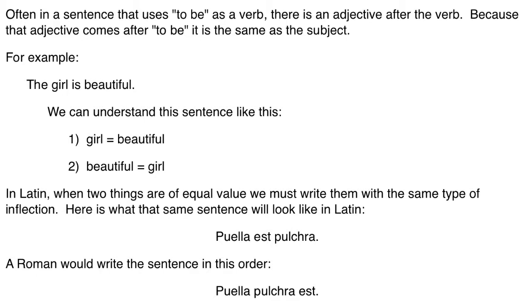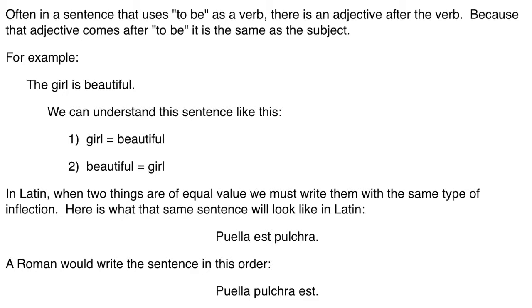Remember, in Latin, when two items are equal, they must be written with the same type of inflection. Here is what that same sentence will look like in Latin. Puella est pulchra. Notice that both puella and pulchra have a as the inflection, which is a subject ending.